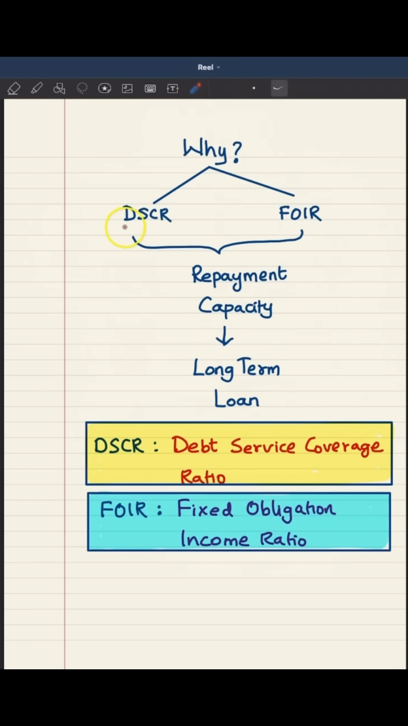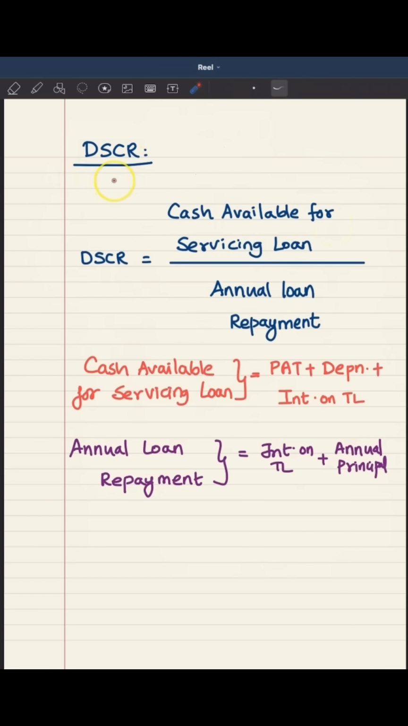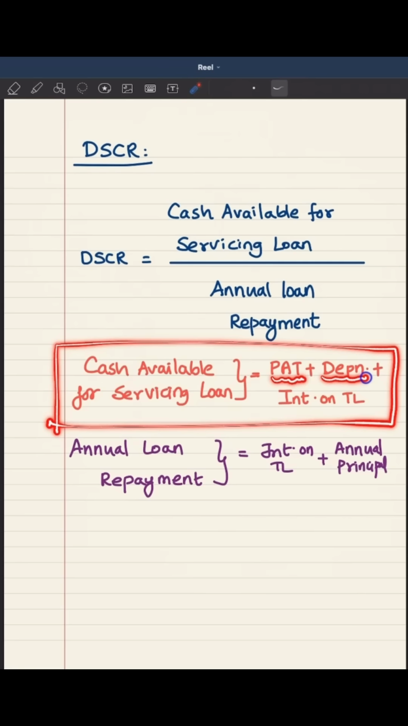At first, let us understand each of these ratios in detail. DSCR. This ratio is calculated like this. Cash available for servicing the loan in a year is divided by annual loan repayment obligation. So when I say cash available for servicing the loan, it is calculated as profit after tax added by depreciation added by interest on term loan.